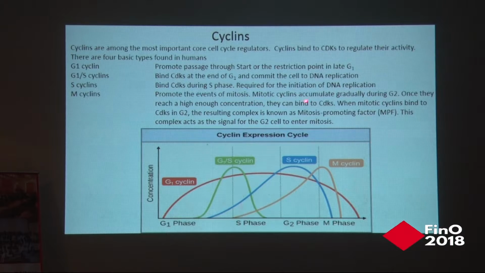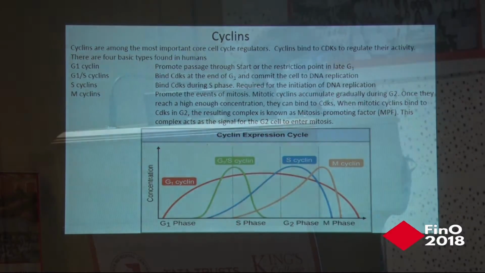Mitotic cyclins accumulate gradually during the G2 phase of the cell cycle, which precedes the M phase, where, as I mentioned before, there is a lot of preparation for M phase. Once they reach a concentration high enough to bind to the CDKs, that complex is called mitosis promoting factor, which leads the cell into the next phase of the cell cycle, and the cells enter into mitosis.